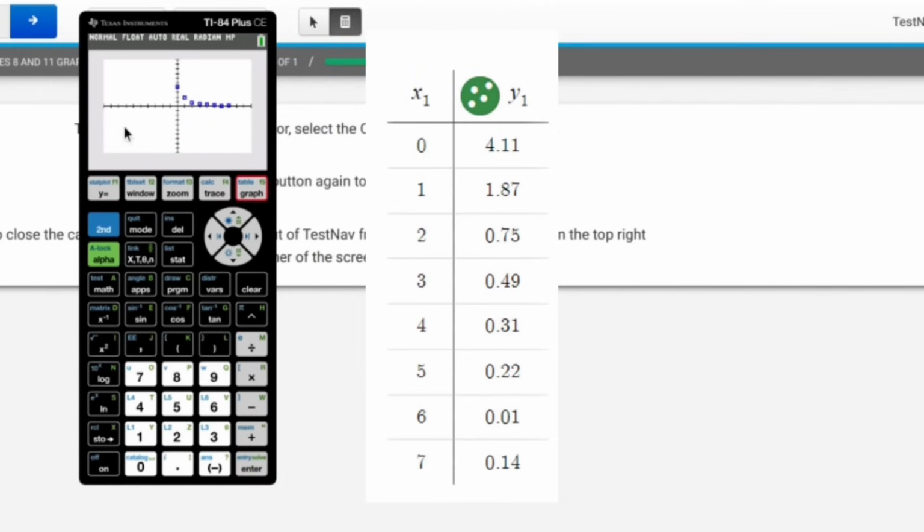Now, I don't care about all this stuff. So how can I just zoom in on what's important? ZoomStat is zoom 9. There you go. Now, I'm also given this equation that I want to graph. Y equals negative 2 divided by 5x plus 2.3.